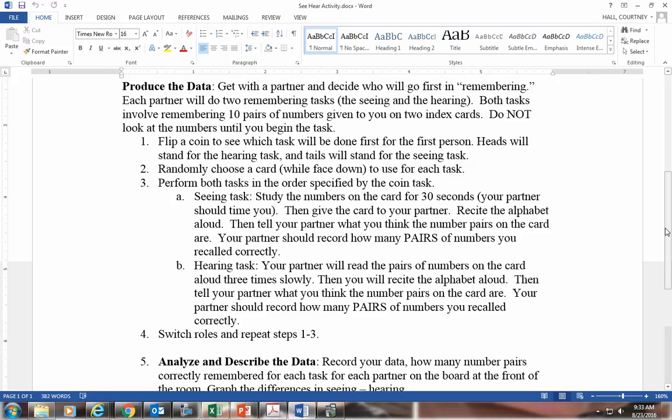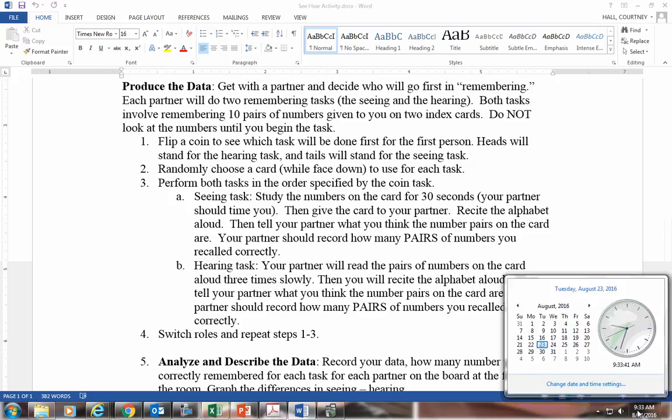Seeing task, you're going to study the number on the card for 30 seconds. We're going to use the little timer, the little clock on the board. Hopefully your partner will keep time for you. So you're going to be looking at the little paper, and they're going to watch the clock and tell you when 30 seconds is up. If you have a watch, you can use your watch, but I figured most students don't have one, so we're just going to leave that there for you.